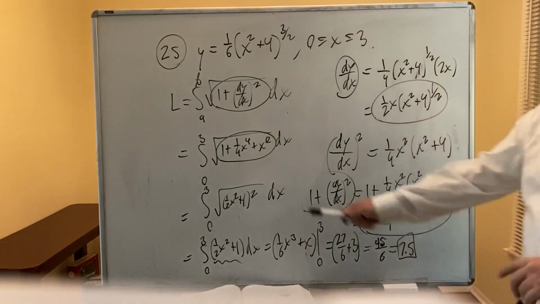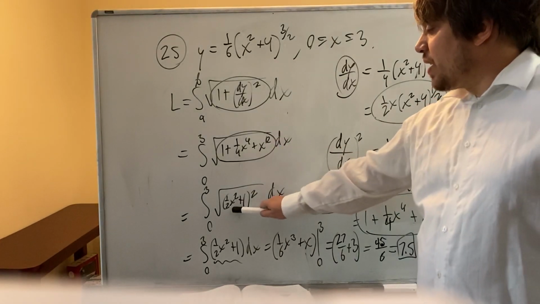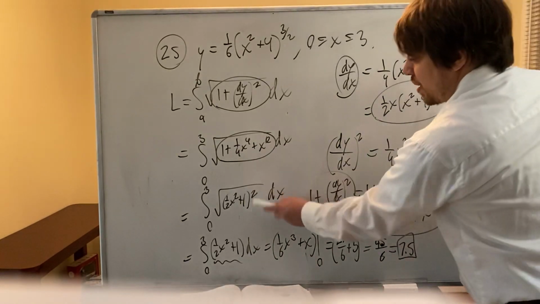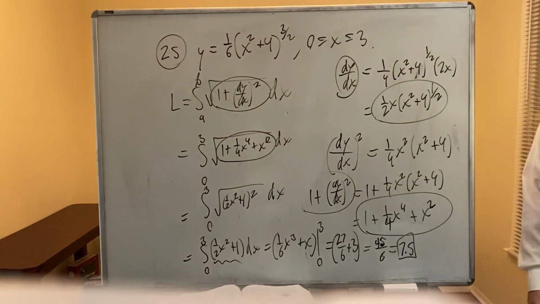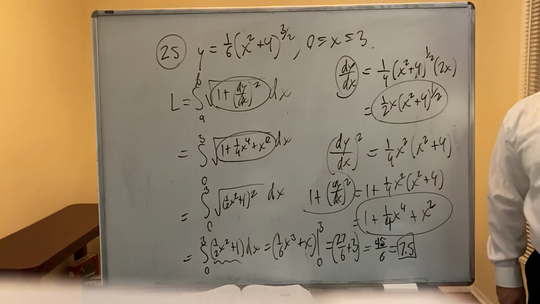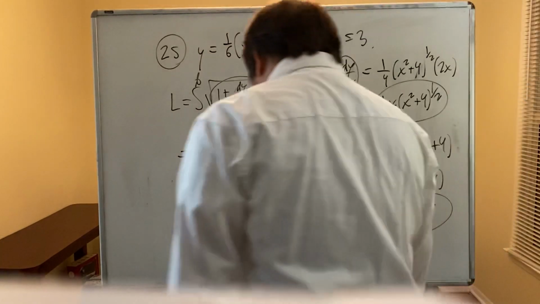So what I did was I took this expression, which is 1 plus (dy/dx) squared, and expressed it as (1/2 x squared plus 1) in parentheses squared. And the square root and the square cancel, and you're left with that. And you integrate it, and you evaluate it, and you get 7.5. Right? So that's number 25. So that's finding the length of a curve using the arc length formula. That's 25.